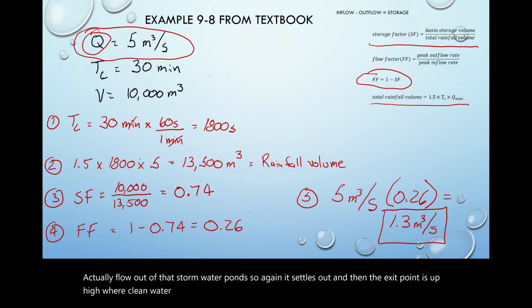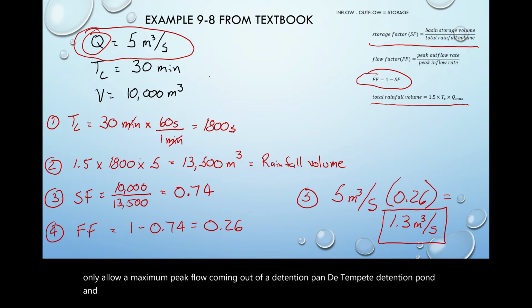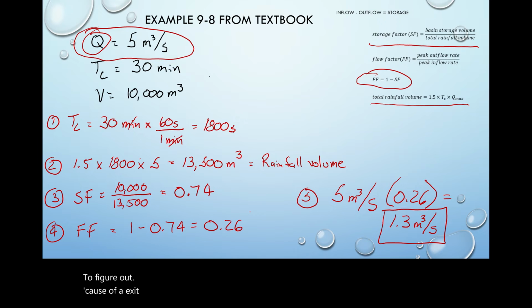So sometimes land developments or codes and ordinances only allow a maximum peak flow coming out of a detention pond, and that's controlled by the DNR typically. So sometimes we have to back calculate how big that detention pond has to be because of an exit rate. Okay, so that's 9.8.